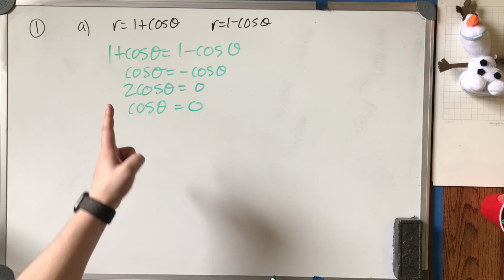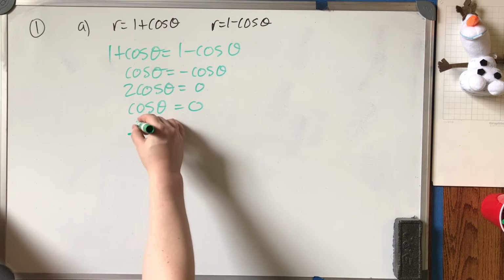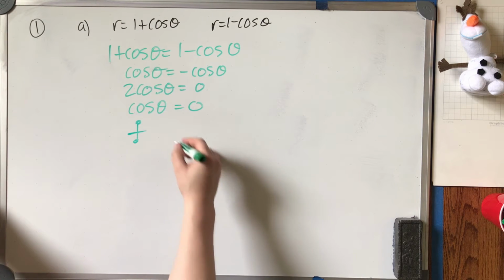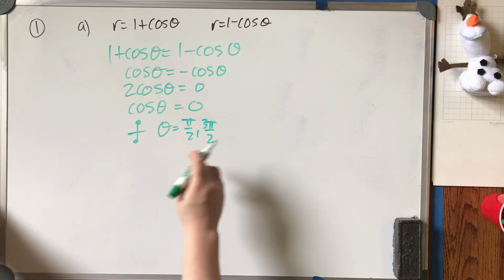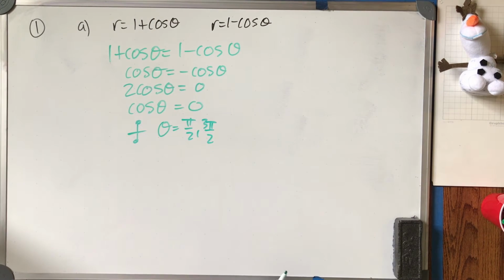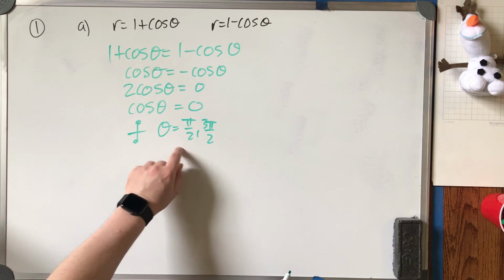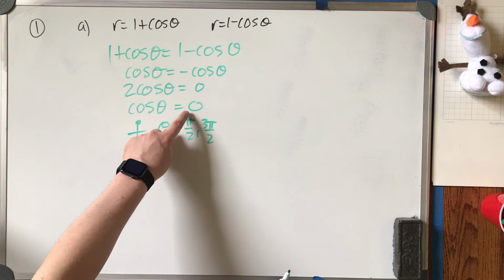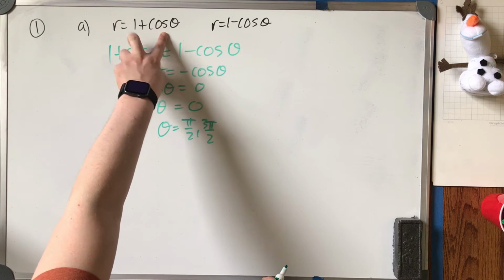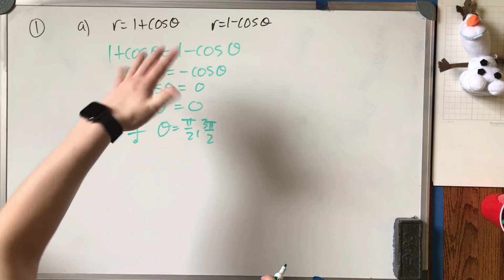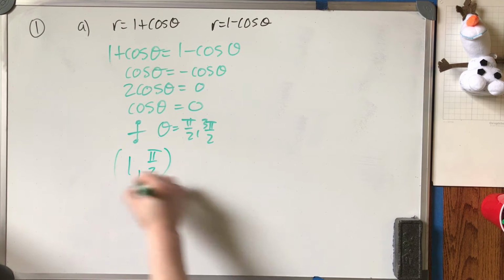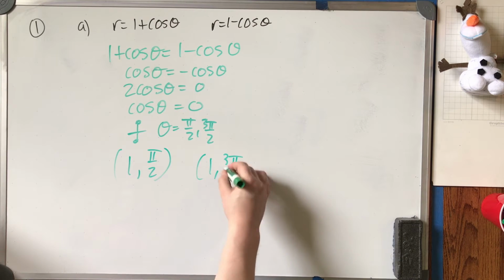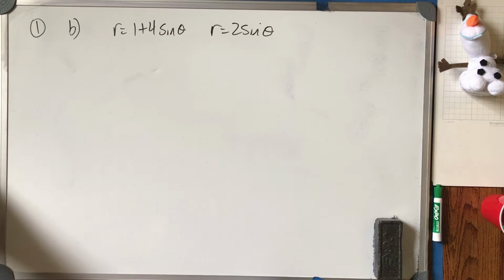So let's see, cosine theta equals 0 when I'm up and down, that's when x equals 0, so that's going to be at pi over 2 and 3 pi over 2. Now I just need to plug these back into one of these ones, but luckily both of these angles I know cosine theta equals 0. So when I plug this in, I'm going to get 1 plus 0 for both of them. So I'm always going to get a radius of 1. So I'll get 1 comma pi over 2 and 1 comma 3 pi over 2. Done.